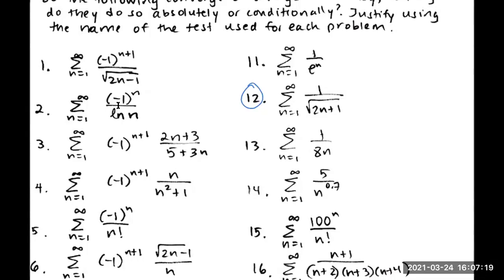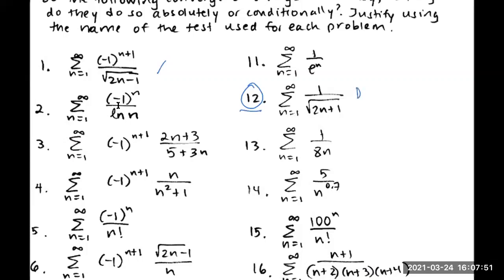That is probably the number 1 mistake on testing endpoints as well. A lot of the problems do result in something that's alternating after we plug in the endpoint. So a lot of people just default to doing AST and assume, check, I'm going to include that endpoint, it's conditionally convergent because I did AST on it. And that is true for this one. You would apply AST to that to determine conditional convergence, but 12, if you look at it, is not alternating, so you can't apply AST.